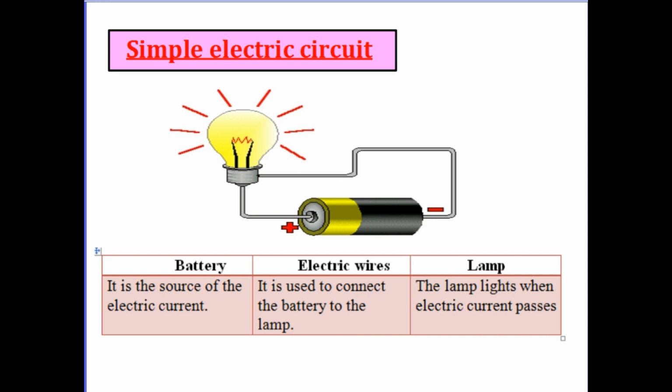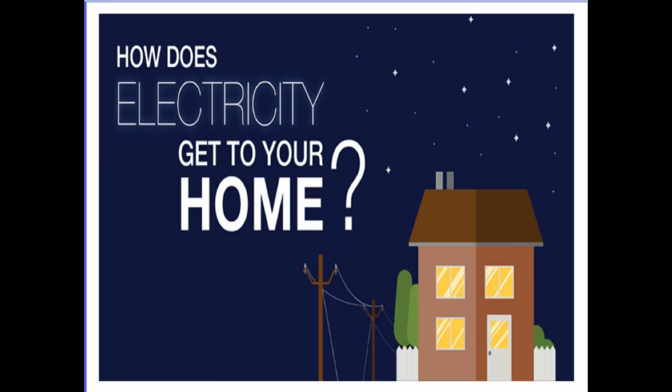Let's take an example. The lamp in your house, how does it light? It has to be a part of a circuit. Does the lamp in your house depend on a battery as a source of electric energy? Of course not. The question here: how does the electricity reach our homes?